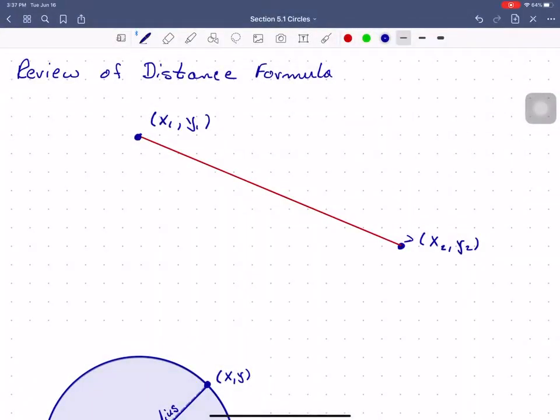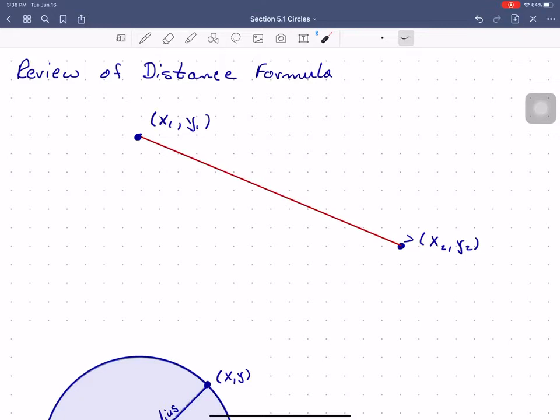Right, so the first thing we want to talk about in this section as we prepare to dive into the topic of circles is the distance formula. And this will become more clear why in a second. So let's just start with, how do we calculate the distance between any two points in the plane? So I've got two points here, marked (x1, y1) and (x2, y2).